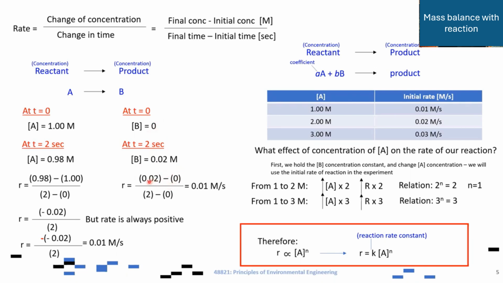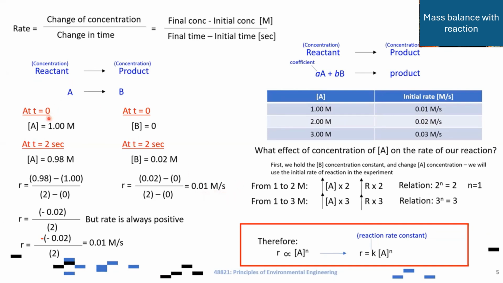So in this case, it's positive, right? 0.02 minus 0 is 0.02 over the change in time, which is 2 minus 0, so over 2. If you divide that, you get 0.01 molar per second. All right? So now we have the reaction rate. So this is 0.01 molar per second.